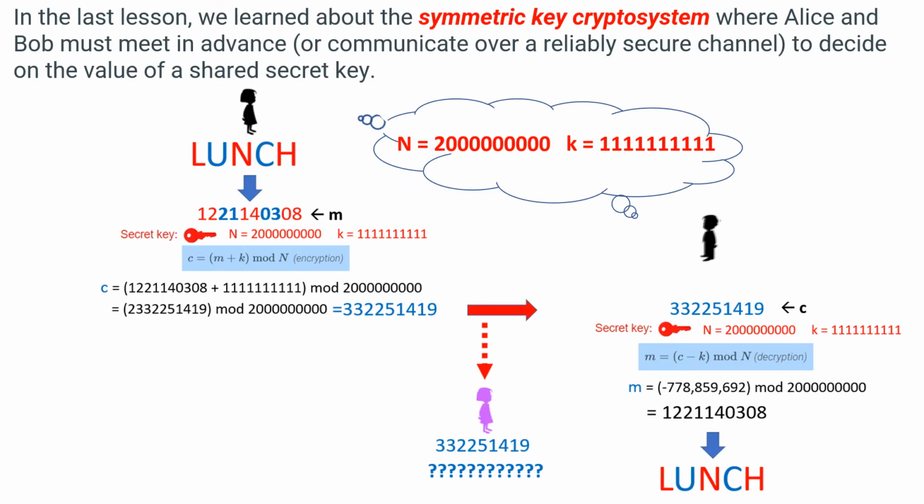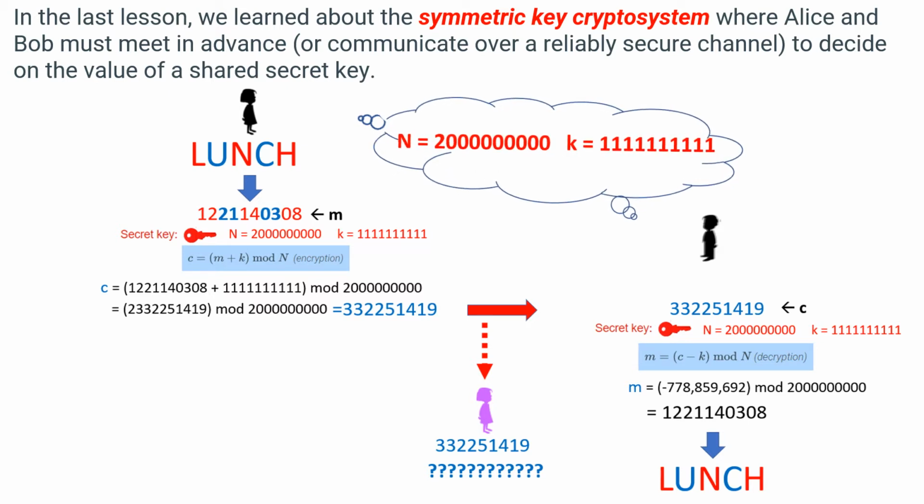Now we're finally ready to talk about the RSA Cryptosystem. In the last lesson, you'll remember that we learned about the symmetric key cryptosystem. That was a situation where Alice and Bob would have to meet in advance or somehow communicate over a reliably secure channel in order to decide upon that secret key that they both share. And remember what that was.